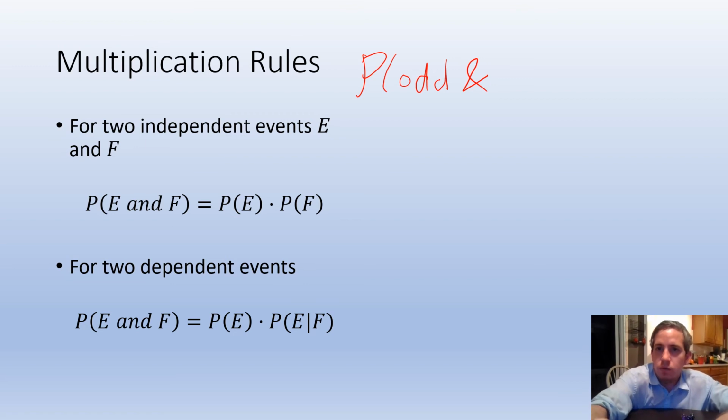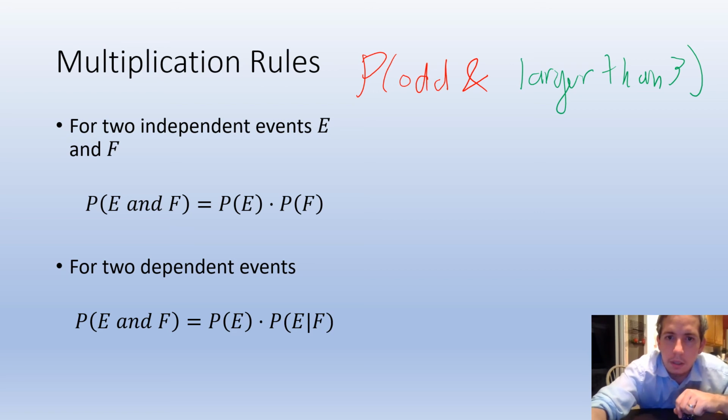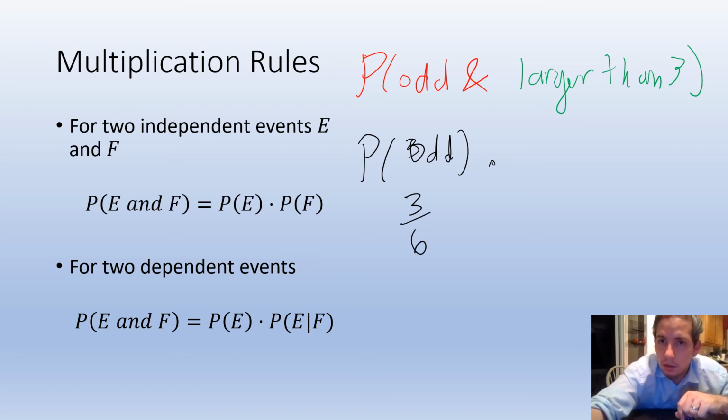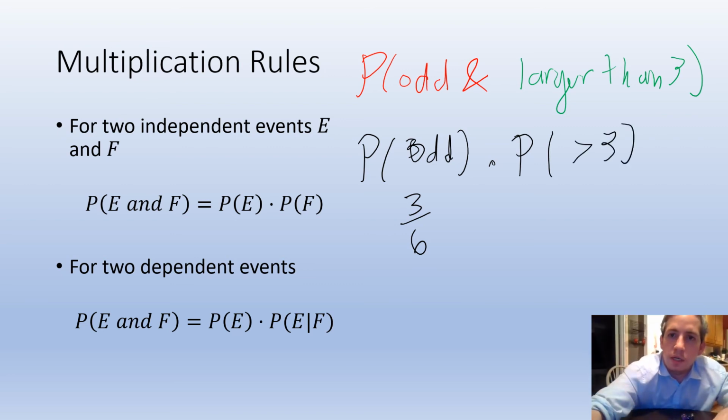and on the green I roll a larger than 3? Well, in order to compute that probability, I'm going to take the probability that I roll an odd, which is 3 out of 6, and I multiply that by the probability that I roll larger than 3. So greater than 3 means I have to roll 4, 5, or 6. That's also 3 out of 6. 3 out of 6 times 3 out of 6, and so I get 9 out of 36.